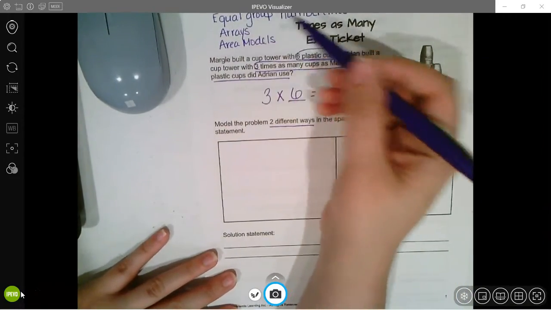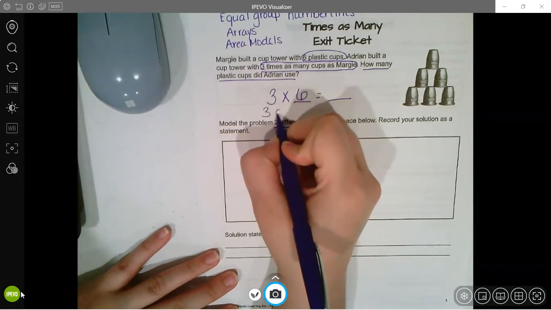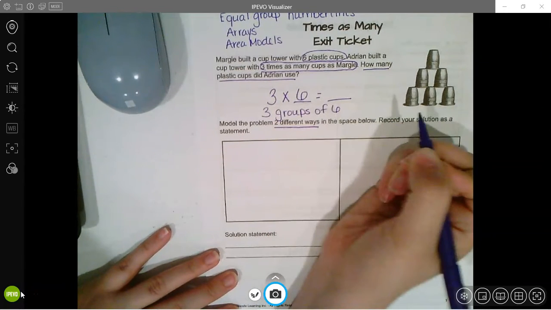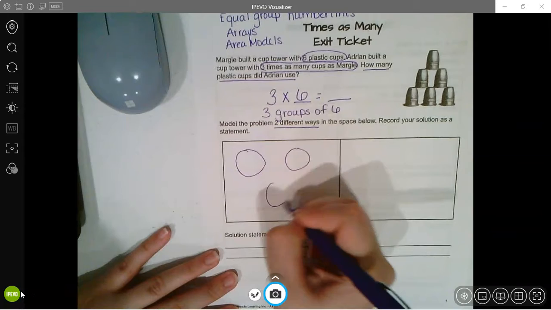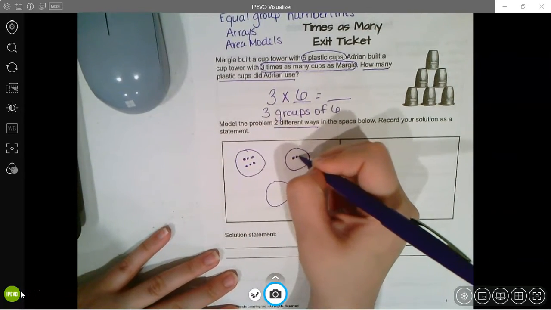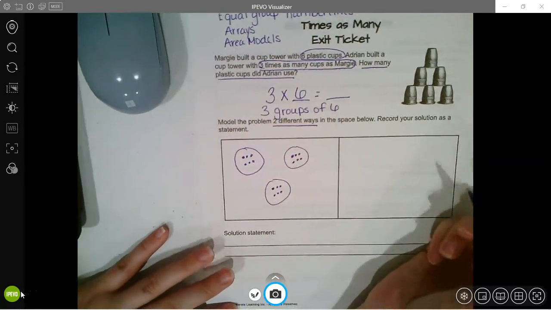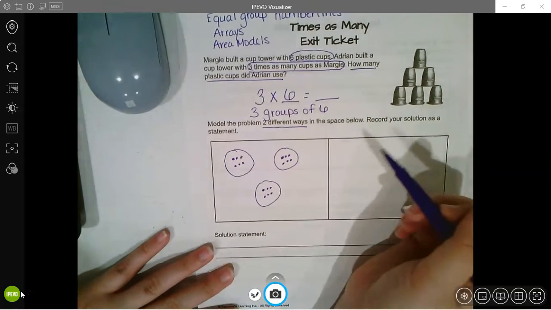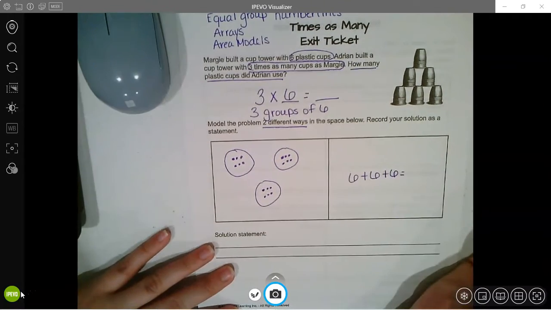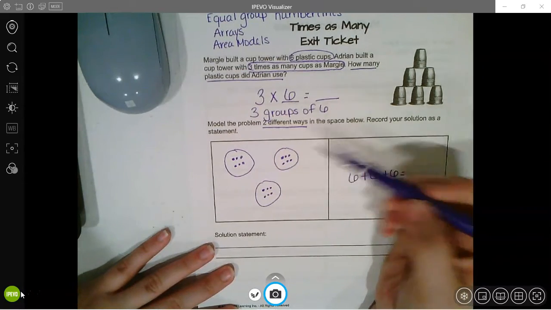I like equal groups, and that one's easy for me because I know that 3 times 6 is 3 groups of 6. I know that I can make 3 groups with 6 in each. And then I also like to do the repeated addition, so I know that I could do 6 plus 6 plus 6, and that's going to equal, I know 6 and 6 make 12. 12 plus 6 makes 18.